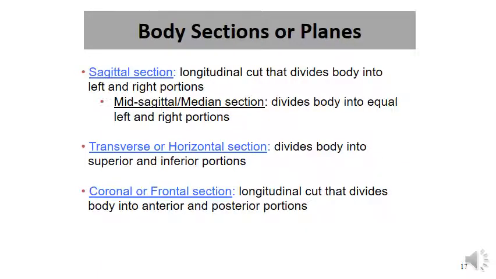So let's look at this again. Sagittal section, left and right portions. You can also say parasagittal. And so sagittal and parasagittal, meaning that it's not really cut right down the middle. It's not being specific. But if it is cut right down the middle, mid-sagittal or median section divides the body into equal left and right halves. Transverse or horizontal section, so this one's cutting the body across into top and bottom parts. Coronal or frontal section, this one is cutting the body into front and back parts.